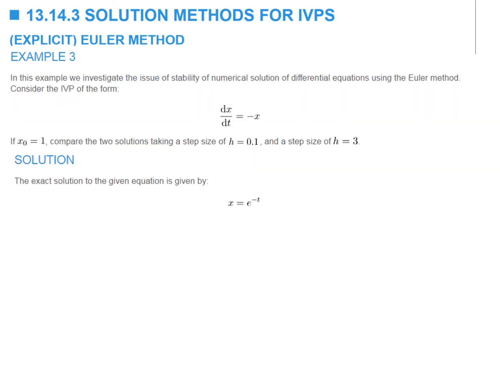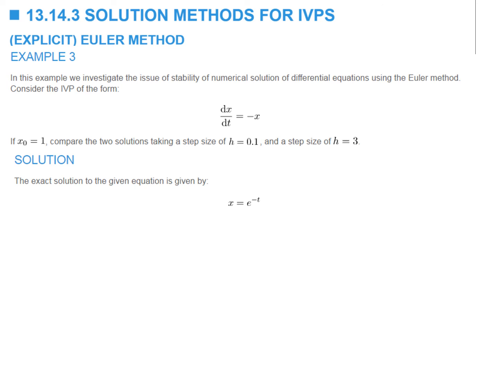The last example in the explicit Euler method is a very simple example, but just to highlight one of the major disadvantages of the explicit Euler method, mainly the stability of the method. We're not going to cover the theoretical aspects of the stability. We're just going to show an example that describes the possible instabilities associated with the explicit Euler method.